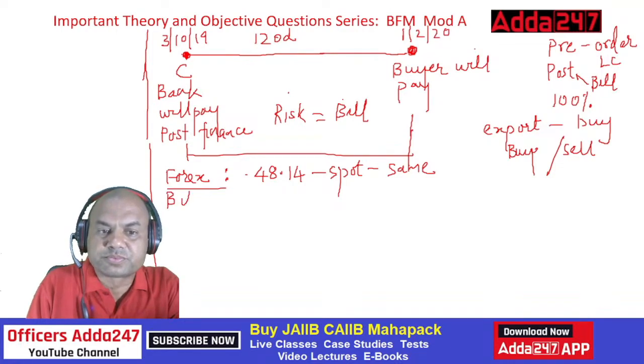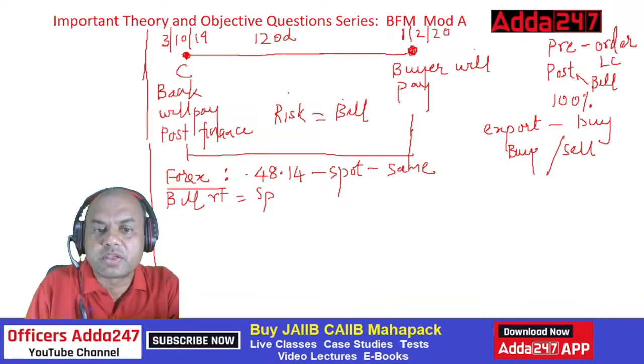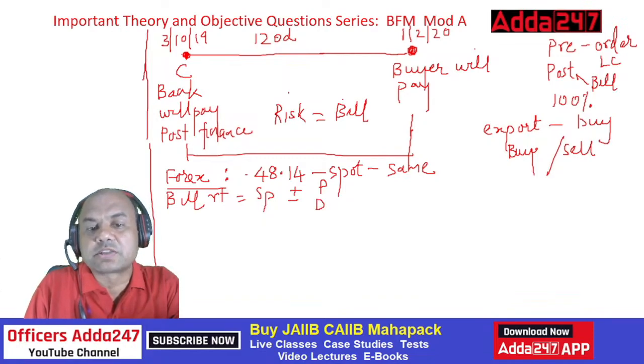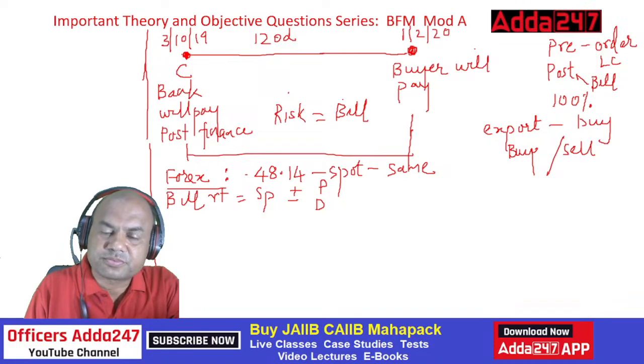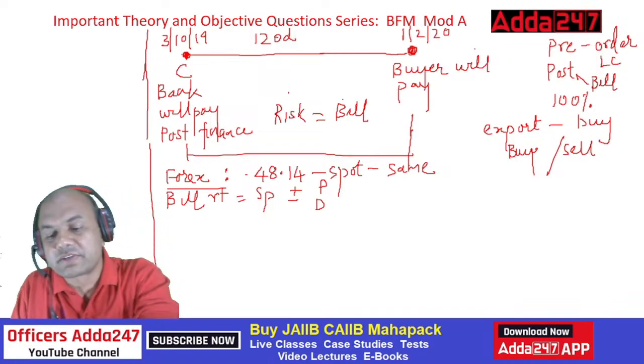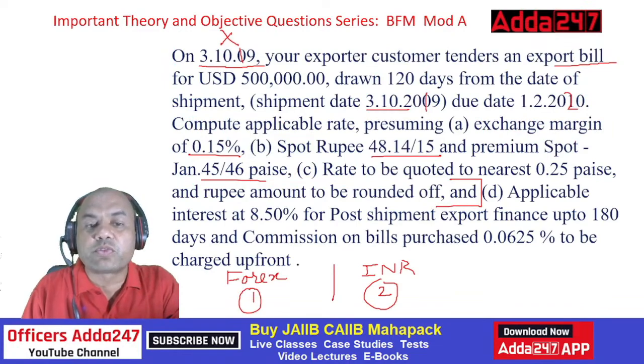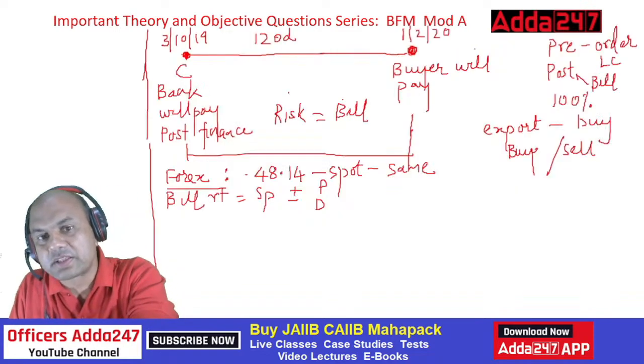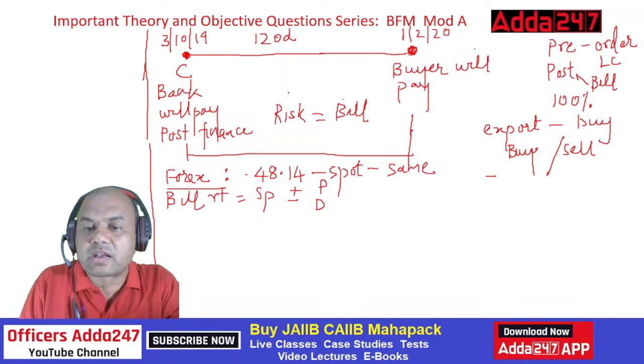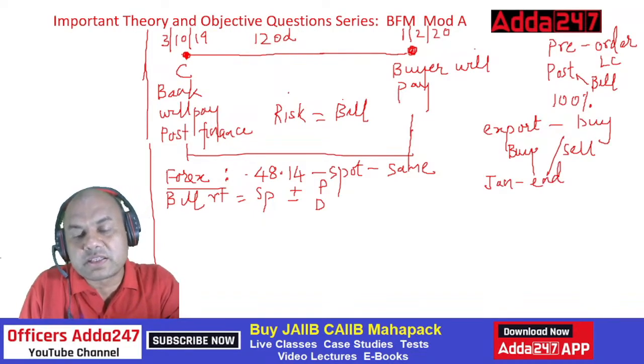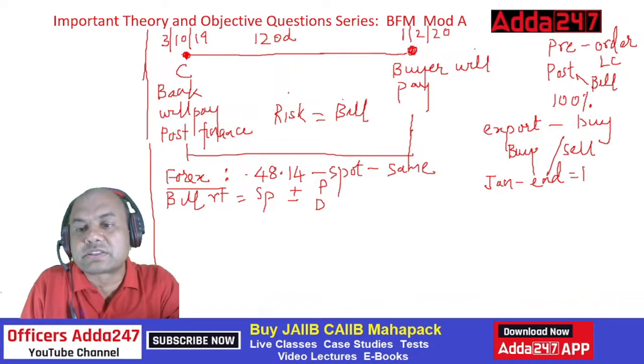Bill rate equals spot rate plus or minus. Now I'll write premium over here and discount over here. If it is premium, then it is plus. If it is discount, then it is minus. What is the case given over here? This January rate is given as 45.46. Now what is the January rate? January means January end. Always remember this. Whenever any rate is given as Jan rate, it means Jan end rate. So whatever is at the Jan end, the same will be applied to the February start.